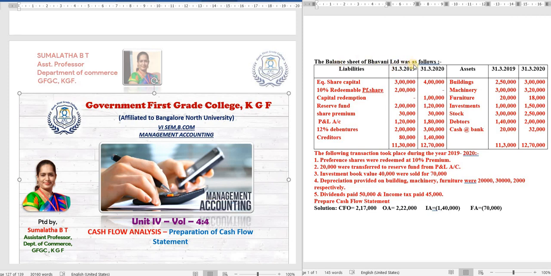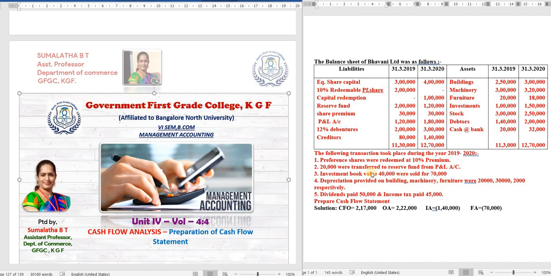The balance sheet of Bhavani Limited was as follows. They have given equity share capital, 10% redeemable preference share, capital redemption reserve fund, share premium, P&L account, 12% debentures, creditors, buildings, machinery, furniture, investment, stock, debtors and cash at bank. And now the adjustment has been given. Preference shares were redeemed at 10% premium. So here you can see 10% redeemable share.